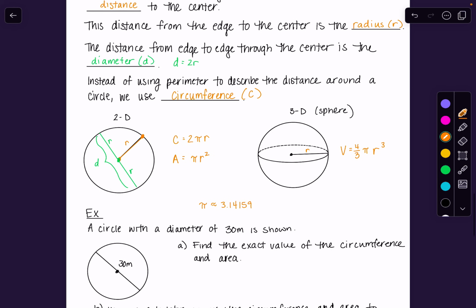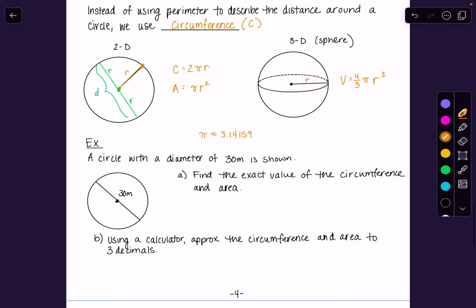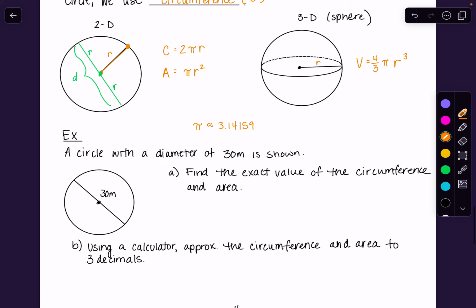So let's just try one example. We're told a circle with a diameter of 30 meters is shown. We want to find the exact value of the circumference and area. And then using a calculator, we're going to approximate the circumference and area to 3 decimal places. Okay. So again, diameter is 30. That means the distance from edge to edge is 30. So our radius is going to be half of that. So half of 30 is 15. So the radius is 15 meters.